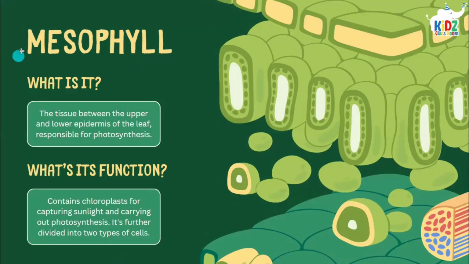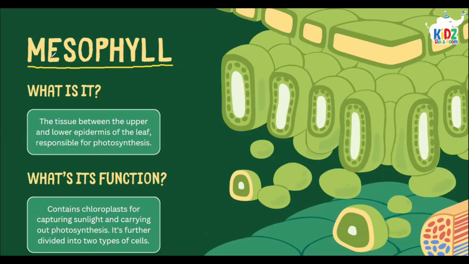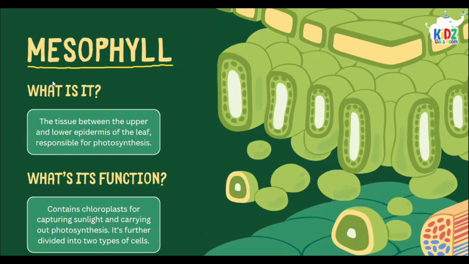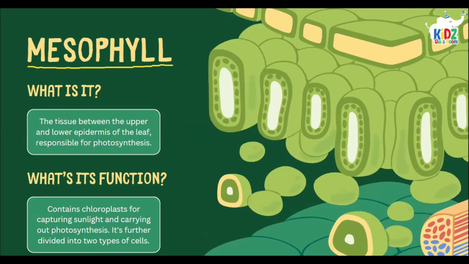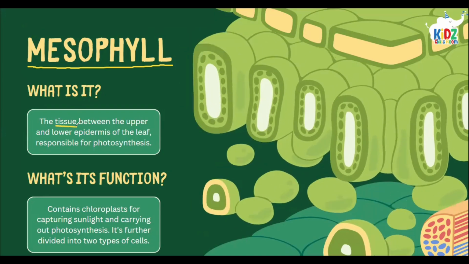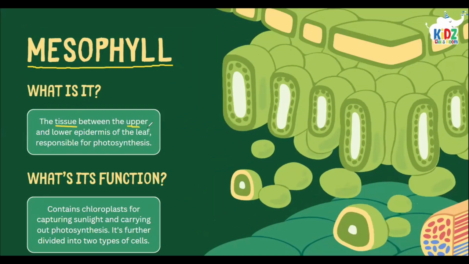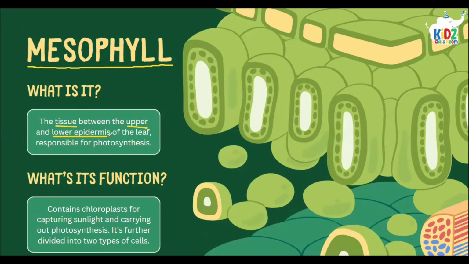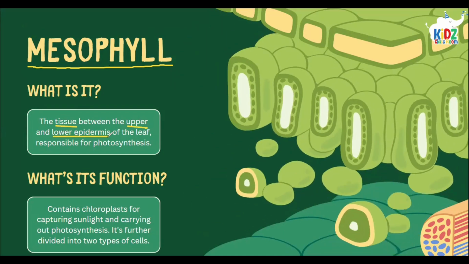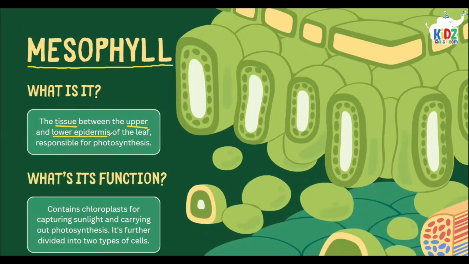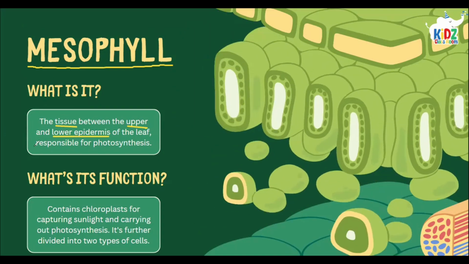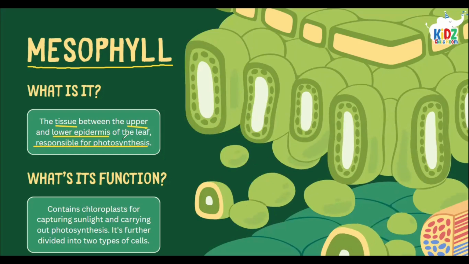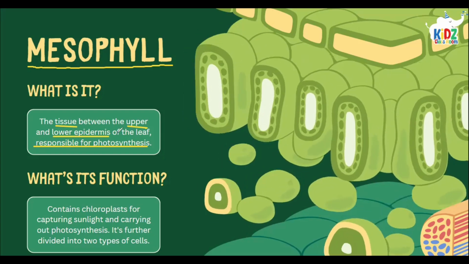Okay, so here is the mesophyll. What is mesophyll? It is a tissue. It's not an organ, it's the tissue between the upper epidermis and lower epidermis. So it's the middle part of the leaf, and it is responsible for photosynthesis.